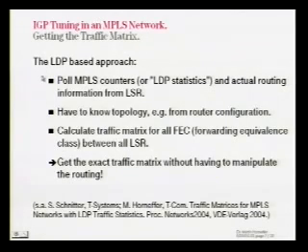First thing is we have to poll the MPLS counters from all the label switch routers and some of the actual routing information. Then we have to know the topology, as it can be derived from router configurations, and this allows us to get the real traffic metrics for all forwarding equivalence classes between all the LSRs. So with this approach, we actually can measure the exact traffic metrics without having to do the full mesh of TE tunnels, without having to mess with actual routing.